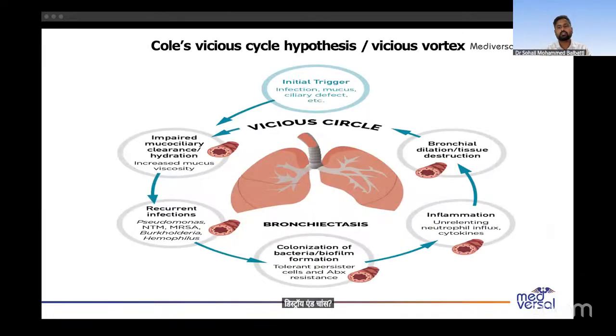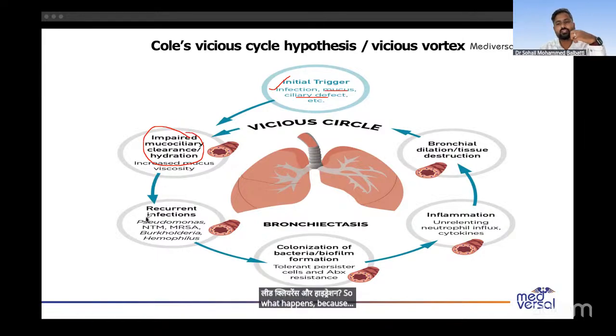So coming to a very important vicious cycle, which a few of you have already mentioned in the beginning of the webinar. This cycle is very important because for the management of bronchiectasis, we have to break this cycle. This cycle keeps on continuing inside the bronchiectatic lung. So how it starts is with the help of an initial trigger. You can see here any infection or a mucociliary defect that leads to impaired mucociliary clearance or dehydration of the bronchi. So what happens because of that?